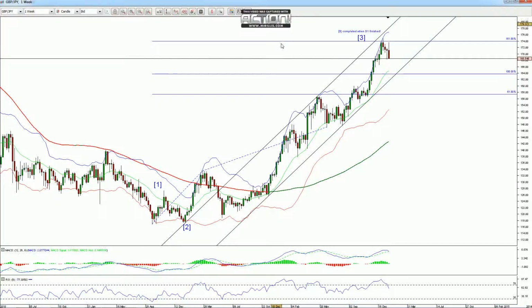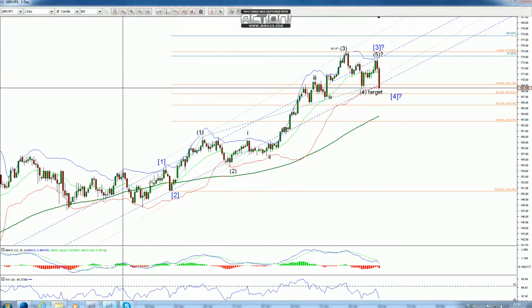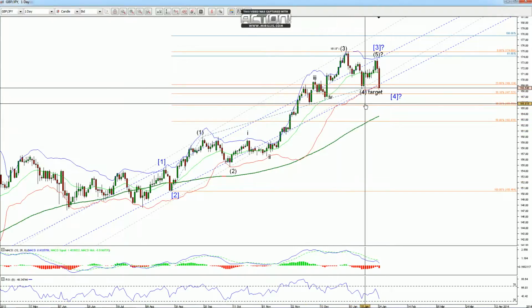Yeah, that's the weekly. So this is red, so that should give you a short trade setup. But what is very important on the Great Britain pound Japanese yen, that's the count on the daily.